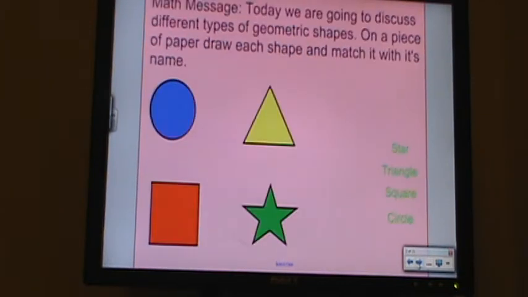I will begin my lesson with the math message. Today we are going to discuss different types of geometric shapes. On a piece of paper, draw each shape and match it with its name. I will be giving the students 5 minutes to complete this activity. Once the time is up, I will go over the answers with the students. I will be asking for volunteers and I would have different students come up to the Smartboard to label the shape with its name. Once the math message activity is over, I will be moving on to the mental math.